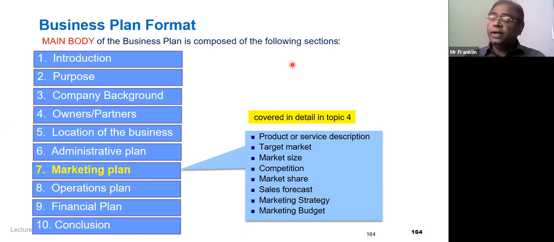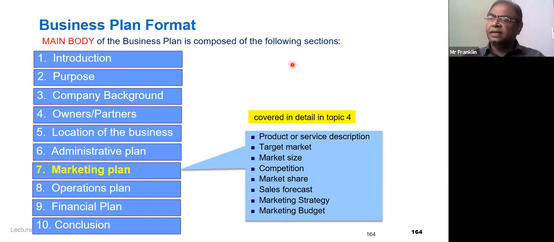Okay, and then you look at the competition. Is there any other people doing this kind of thing? Right? So maybe you need to look at who the different competitors are. And then market share. Remember, we looked at how to develop it, how to come up with the market share. Do you remember? And then the sales forecast, for January how much, February how much. And then the marketing strategy.